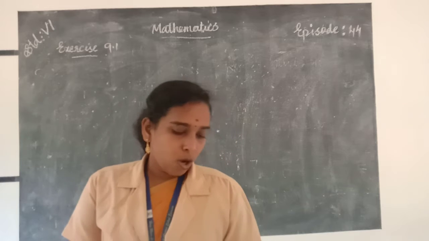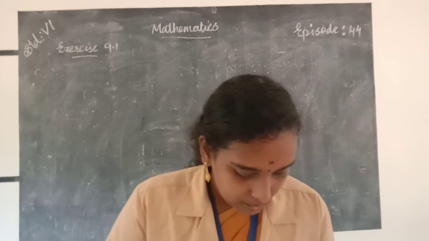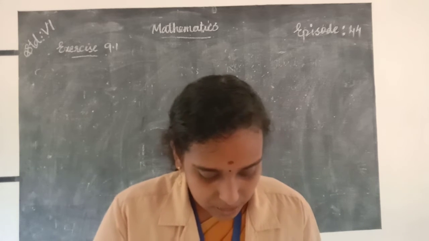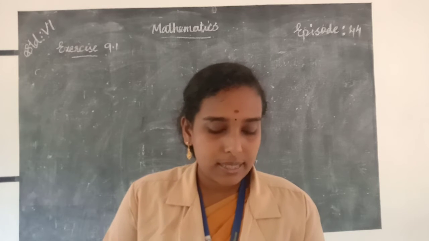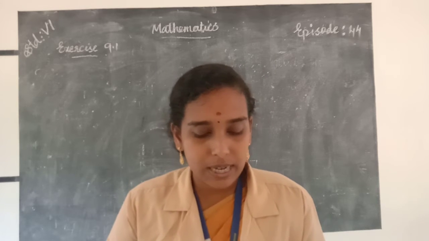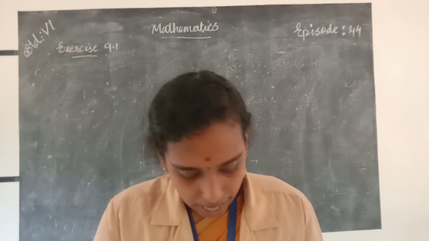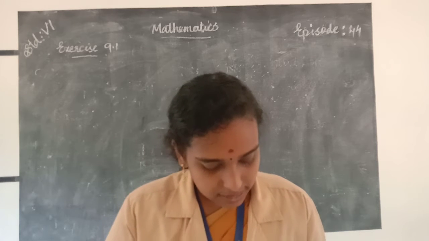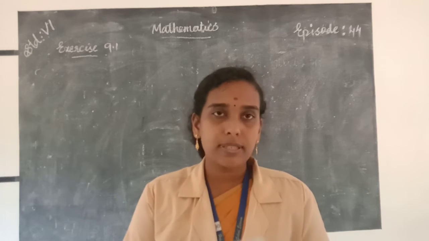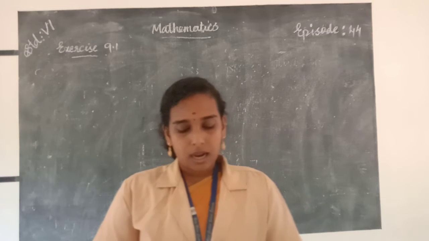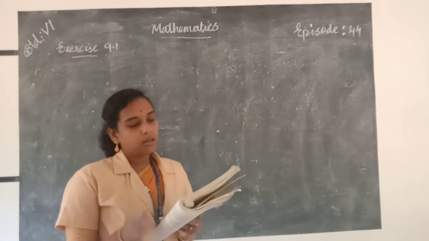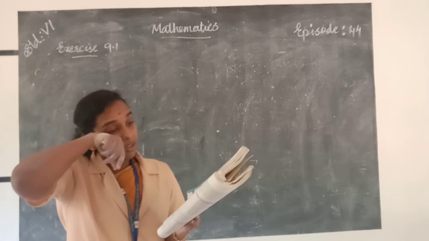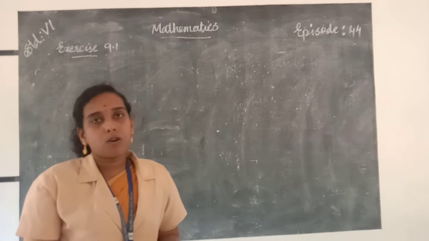Second question: following is the choice of sweets of 30 students of class 6. So, the choice of sweets of some students in class 6 is given, and we want to arrange the names of sweets in a table by using tally marks, and find the sweet preferred by most of the students.